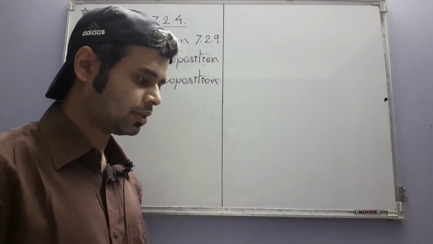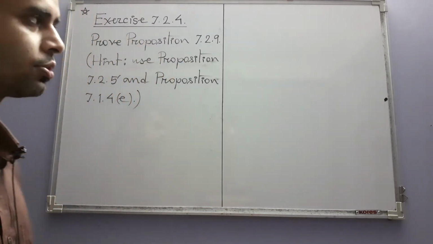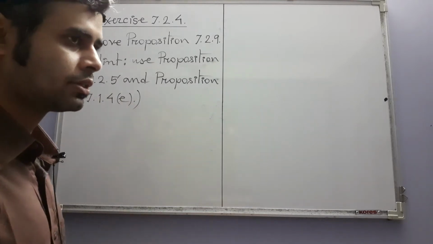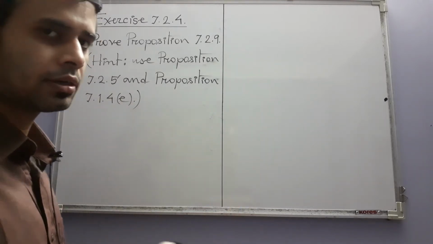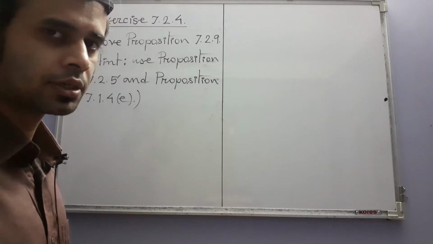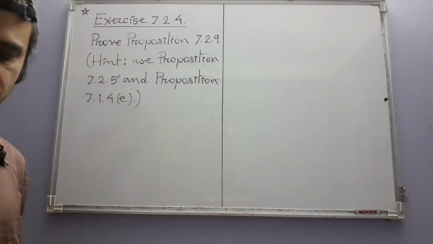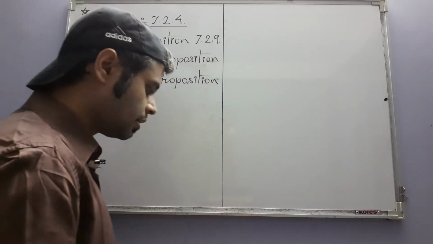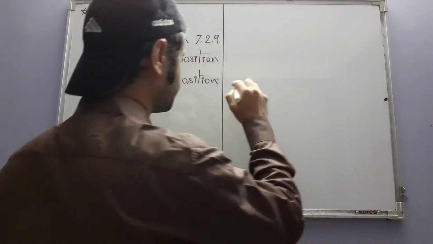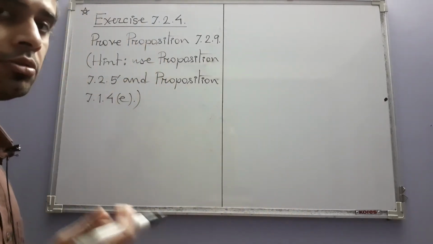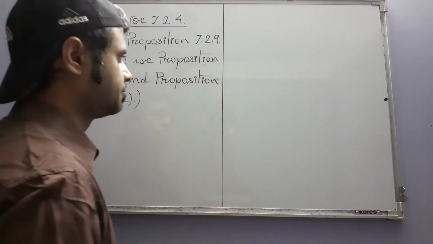Okay, so the next one is the fourth one. Here we have to prove proposition 7 to 9. As usual, we will first of all recall the statement of the proposition, then we will prove it in the solution. So let's recall the proposition. It is in fact that one, that absolute convergence test.